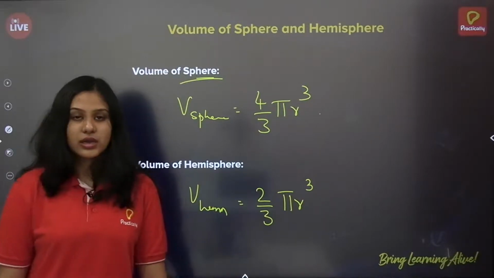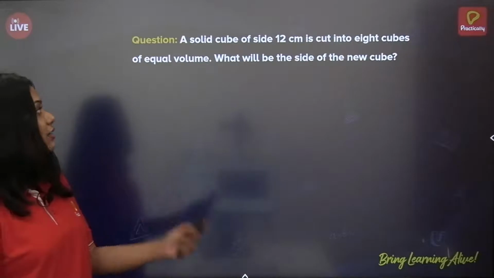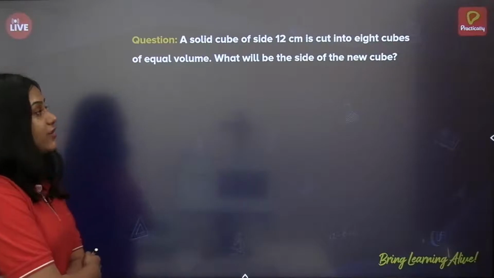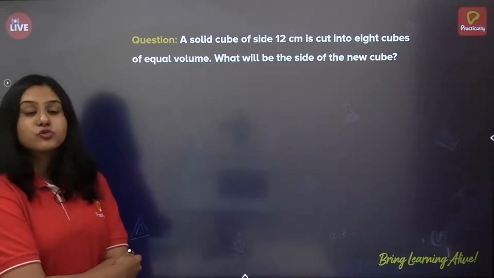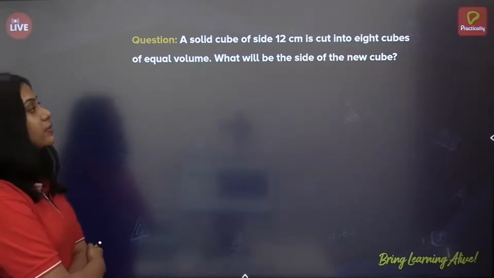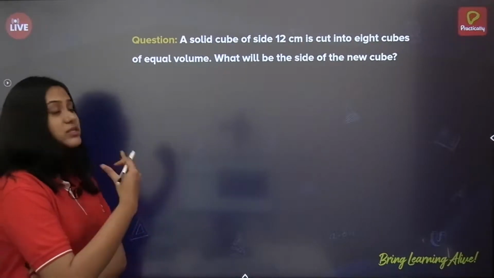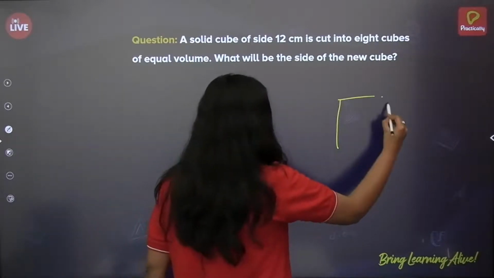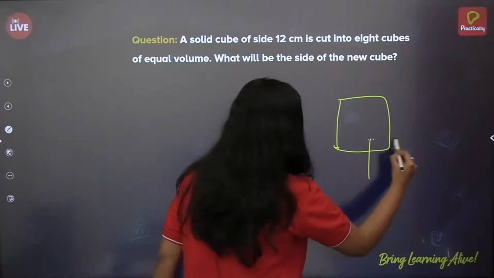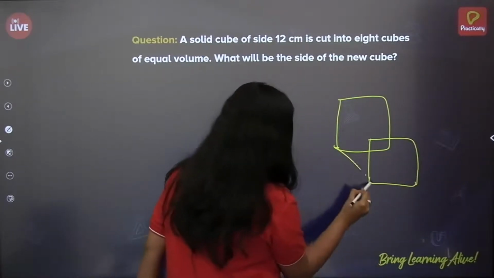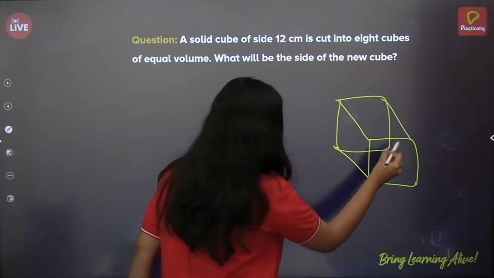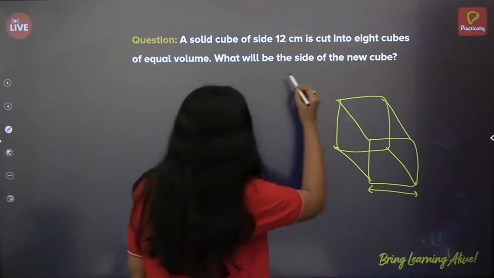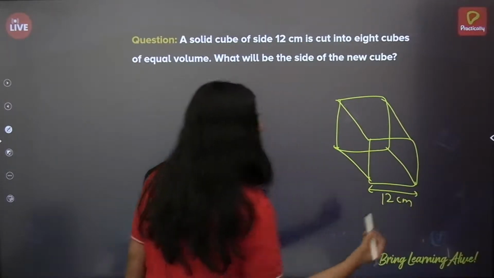Correct? Now, what do we have to do? We have to solve a problem. A solid cube of side 12 centimeters is cut into 8 cubes of equal volume. What will be the side of the new cube? Okay, first let us understand and visually represent the question. So there is one big cube. Let me draw a big cube. What is the edge? It is 12 centimeters.